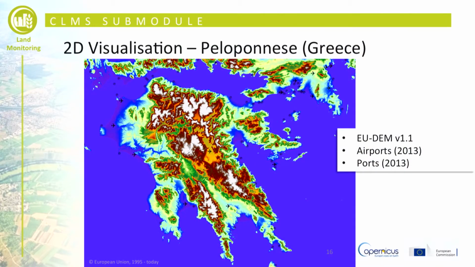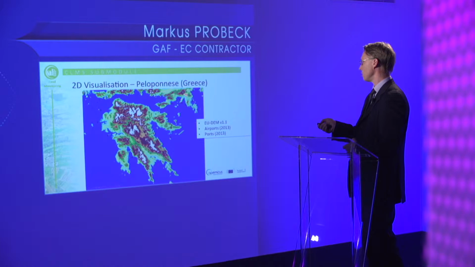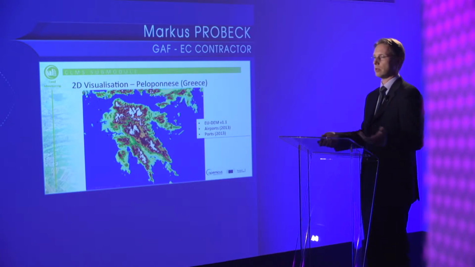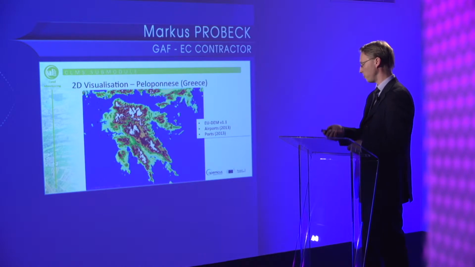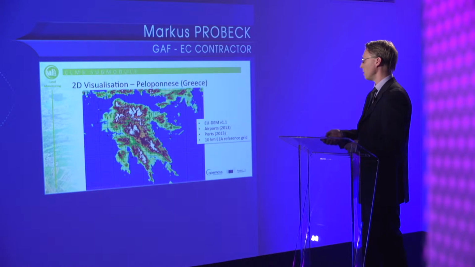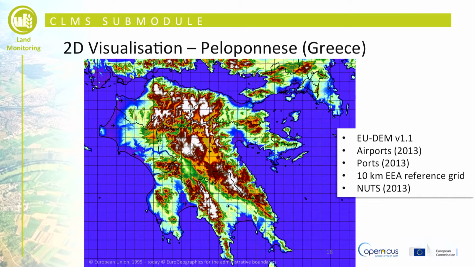We have added also further information on airports, which are located just in various spots around Greece. It's a holiday area, of course, there's lots of airports, and there's also lots of ports because it's in the Mediterranean. Now you can overlay that EEA reference grid. It's a 10 kilometer grid in this case. You can overlay the administrative boundaries, which are the regional boundaries between the administrative districts.